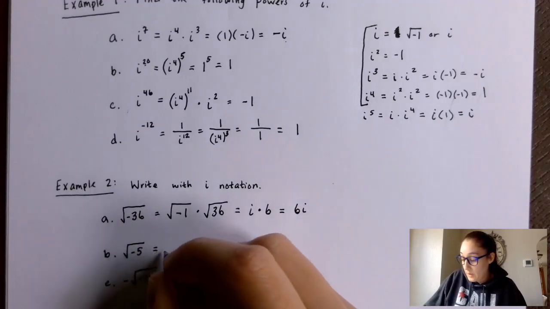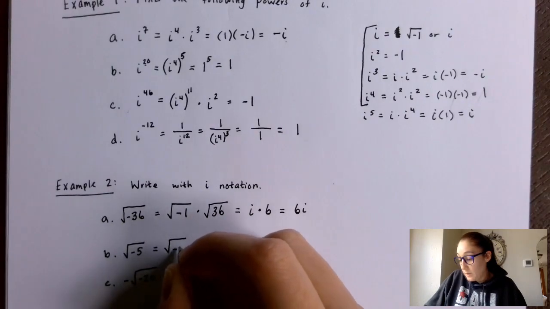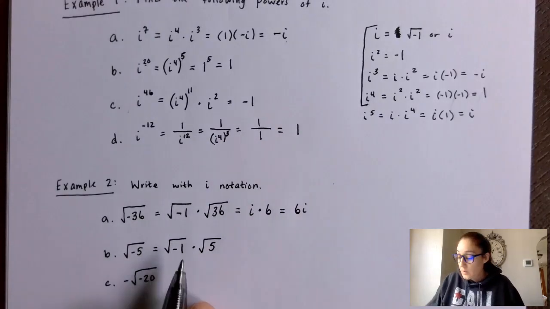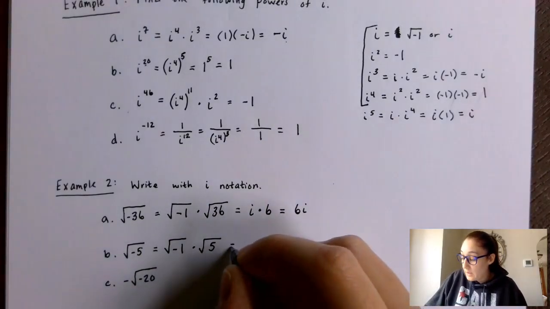Let's try the next one. So negative 5 can be rewritten as negative 1 times positive 5. So the square root of negative 1 is i.